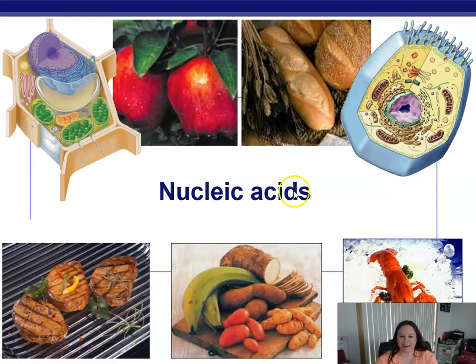Very exciting. All right. So remember, DNA and RNA are nucleic acids, which is a group of molecules that are really big. They're what we call a macromolecule. They're a huge molecule made out of repeating units, and those repeating units are called nucleotides.